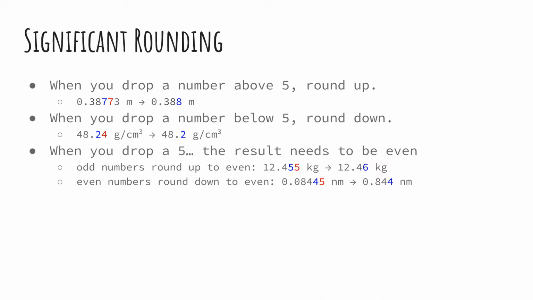When the number you're dropping is not 5, simple enough. Treat it as regular rounding. If it's above 5, you round up. If it's below 5, you round down. That's easy enough. Now, when you're dropping a 5, that's a little weird. Odd numbers will get rounded up to even. Even numbers will get rounded down to remain even. So 12.455 kilograms, we drop that last 5, and we round the 5 up to 6. But 0.08445 nanometers, when you drop that last 5, that 4 stays 4. It stays even.